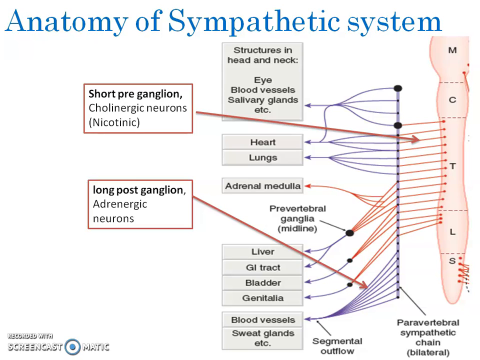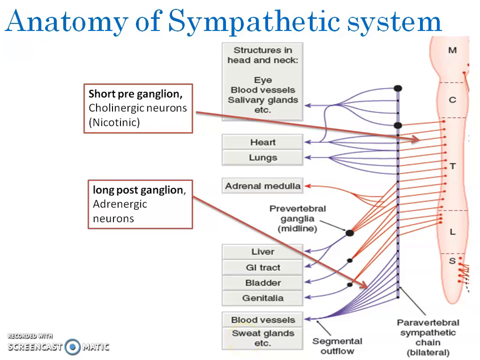But all the preganglionic neurons are cholinergic in nature, that is, they transmit through acetylcholine, whereas the postganglionic neurons of the sympathetic system are adrenergic, that is, the blue lines indicate they are transmitting through noradrenaline. And these are the various vital organs to which the sympathetic nervous system carries the information.